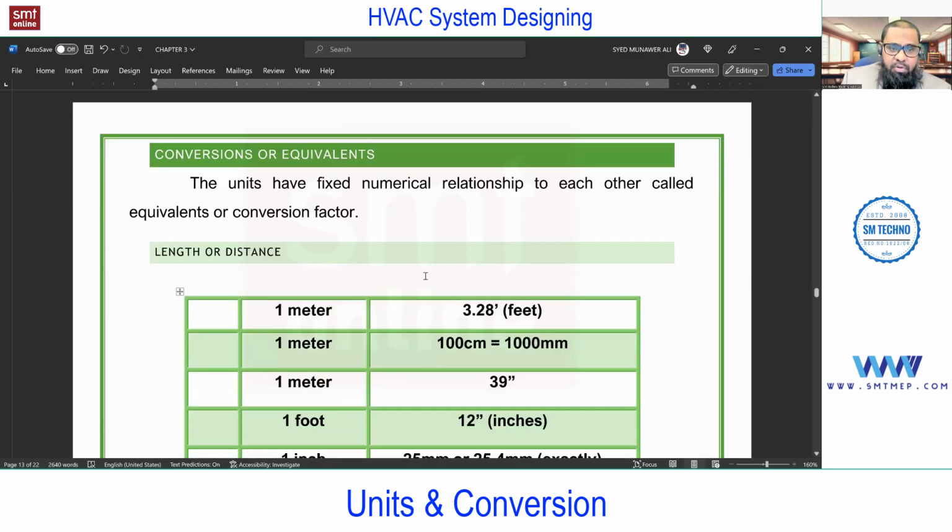So what is conversion? Units have a fixed numerical relationship to each other, called equivalence or conversion. For example, 1 meter in terms of feet is 3.28 feet, and this will not change. It's a standard. If we talk about $1 in terms of INR, at present I think it's 82 rupees. It may vary. That is also a conversion, but not a fixed conversion. That is a variable conversion. But here in engineering, what we are learning is a fixed conversion.